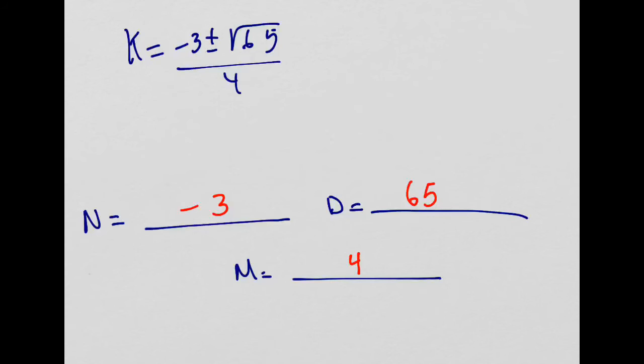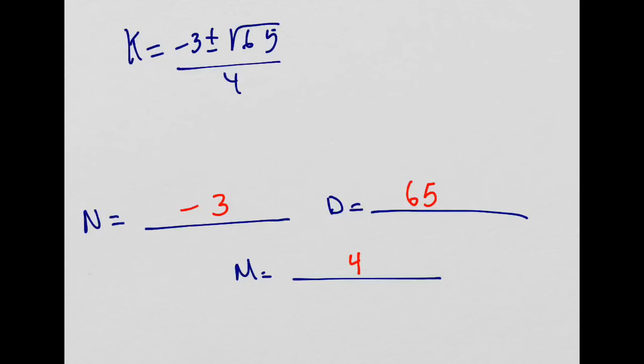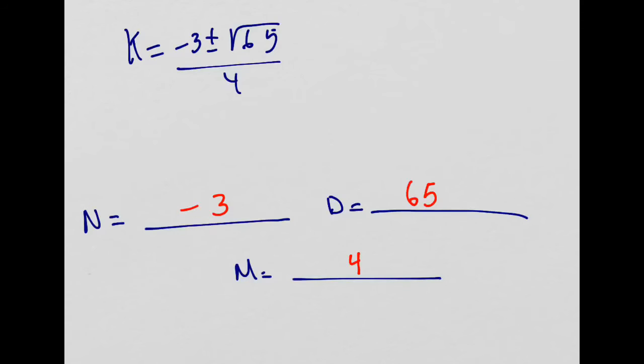That's for part A. Part B wants us to use a calculator to approximate the value of both solutions. Round each answer to 2 decimal places and enter your answer as a list of numbers separated with commas. So here, we're going to take this answer and put it in the calculator. You want to be careful with your parentheses.